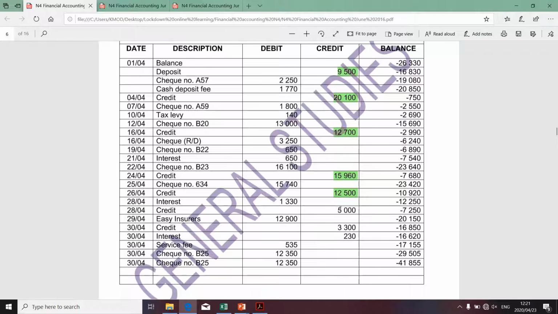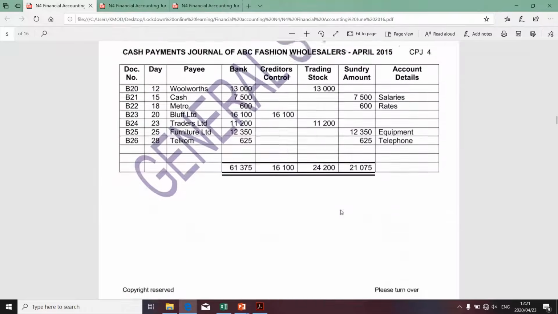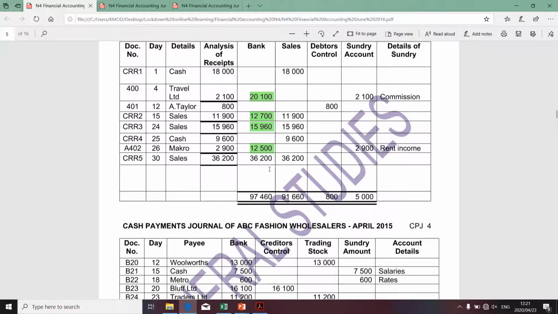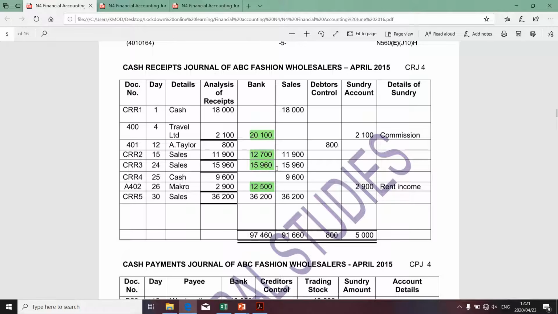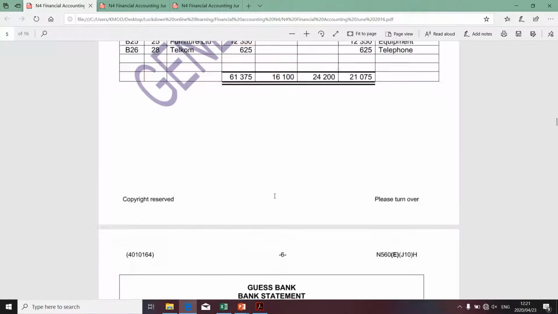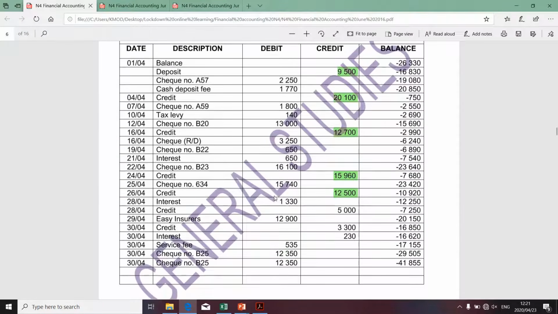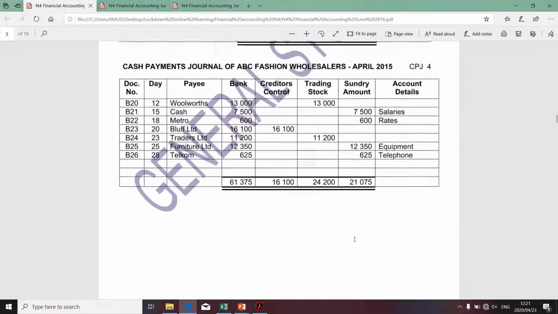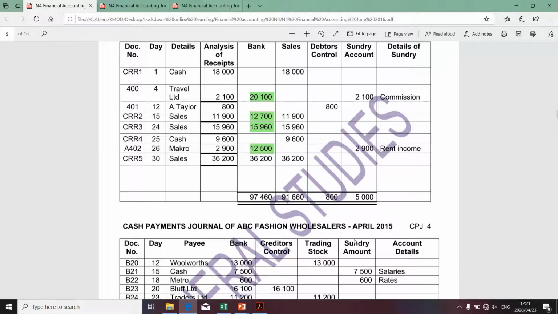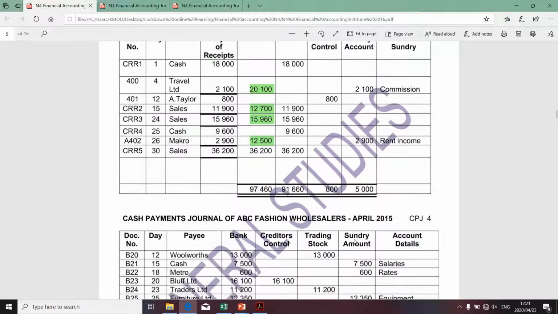The next amount is 5,000. It appears there on the bank statement. Let's go check on the CRJ. Nothing else. The only amount that appears on the CRJ is 36,200. Let's see whether that amount agrees on the credit side of the bank statement. No, it doesn't. Together with the rest of those amounts, that amount doesn't appear. Please, if you're uncertain, quickly go to your CRJ and check whether those amounts appear on the CRJ.